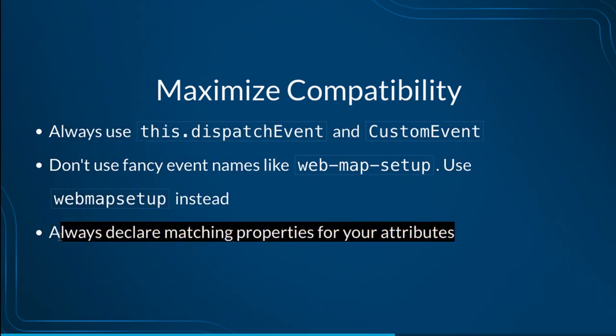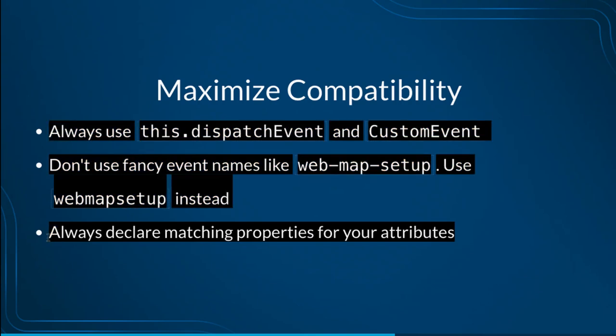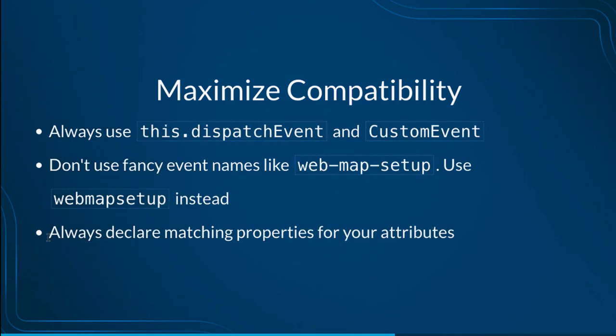And then the last one is always declare matching properties for your attributes. And this one is actually particular to Angular 2. Angular 2 expects that when I bind something in a template, I bind it to a property that exists on that DOM element instead of an attribute. So always declare that extra get attribute name and set attribute name and tie that back to your attribute, and you'll have a very compatible custom element.